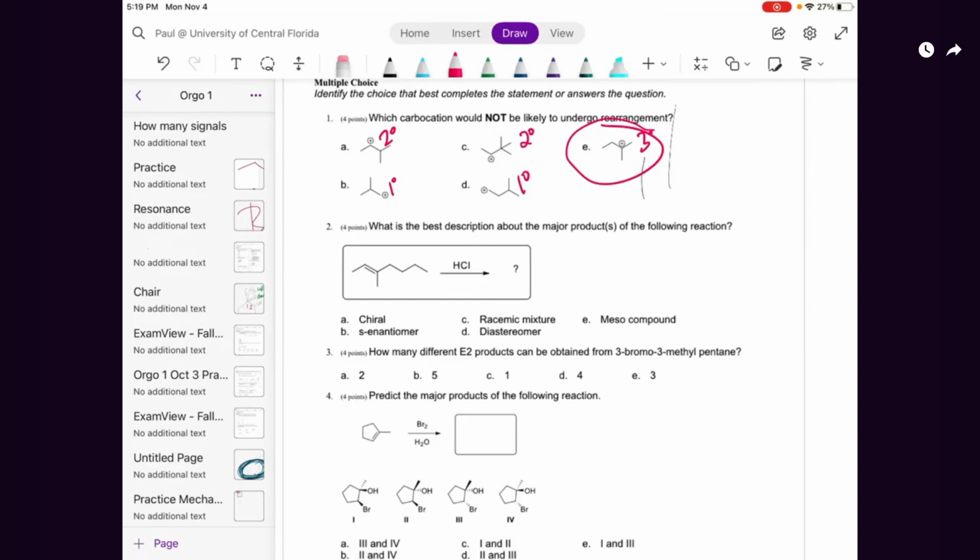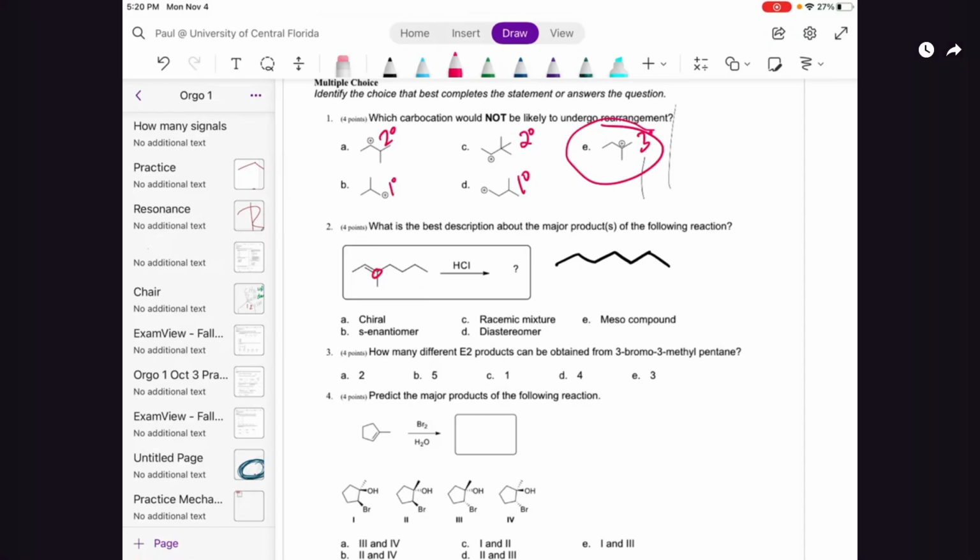What is the best description here? So in order to really answer this question, we need to figure out what the products look like. We would have one product that would add the chlorine to that carbon, and adding it to that carbon would add it in this way. We could add it as a wedged chlorine, and then that would make the methyl group a dash.